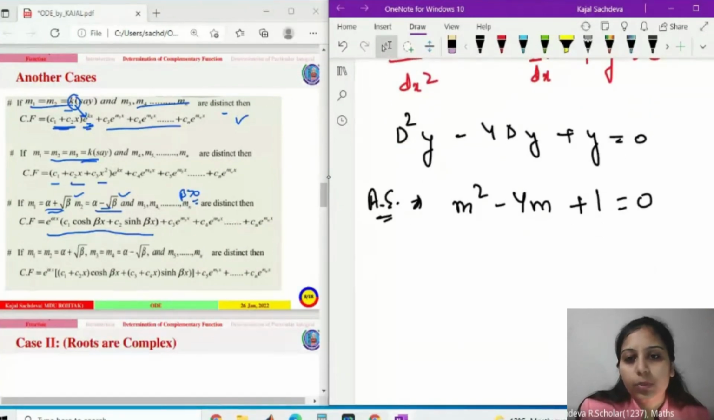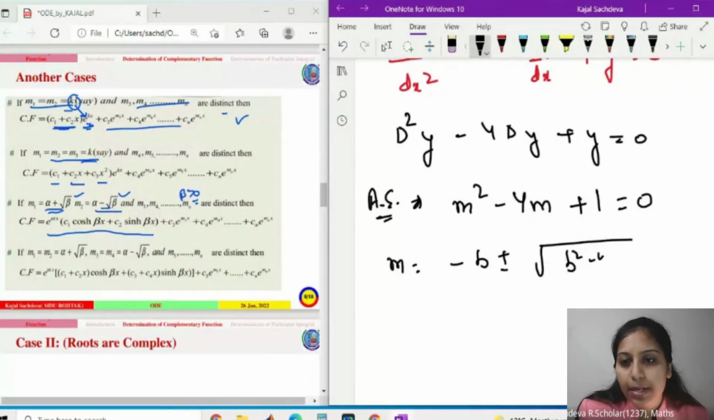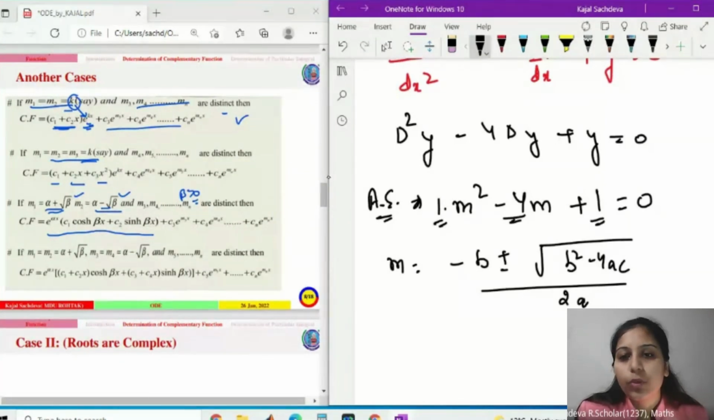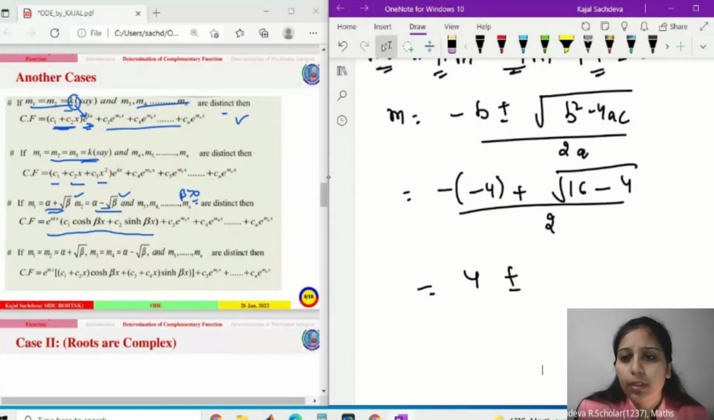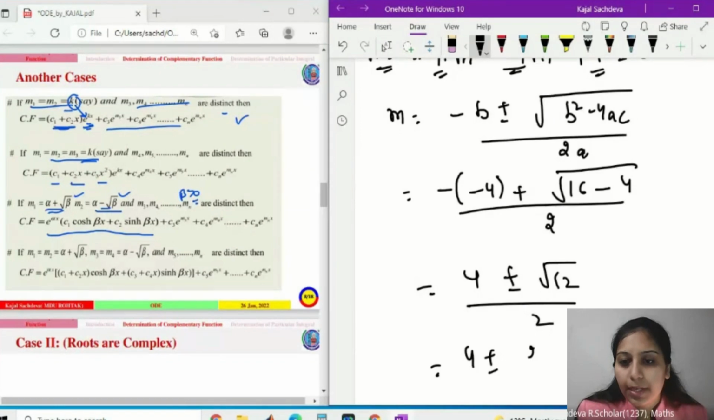So we can write the root as m is equal to minus b plus minus root of b² minus 4ac upon 2a, where a is equal to 1, b is equal to minus 4 and c is equal to 1. So it can be written as m is equal to 4 plus minus under root 16 minus 4, upon 2. So we get the roots as 4 plus minus under root 12 by 2, which is 4 plus minus 2 root 3 upon 2. So we get 2 plus minus root 3.